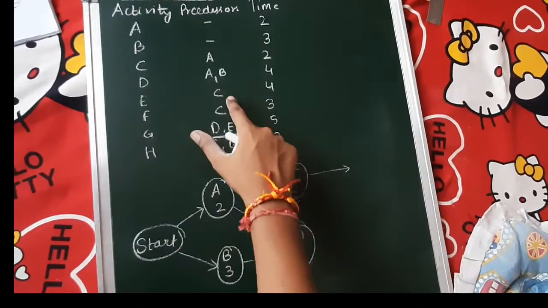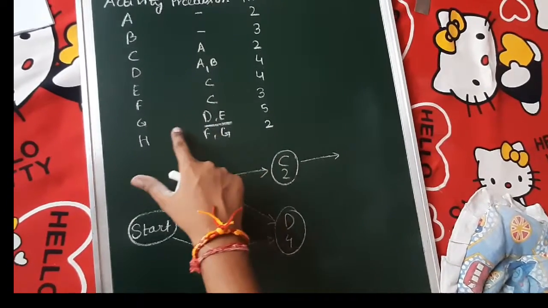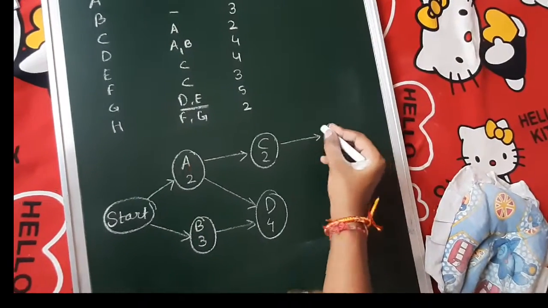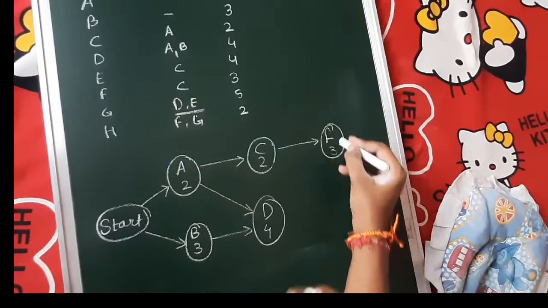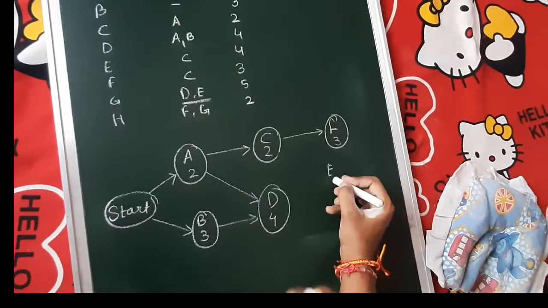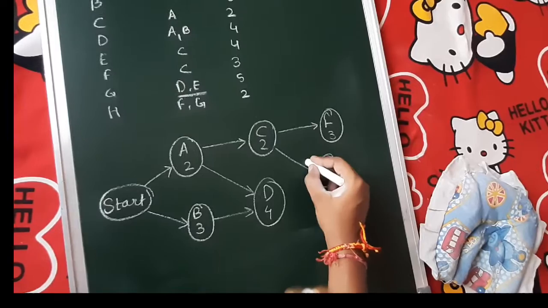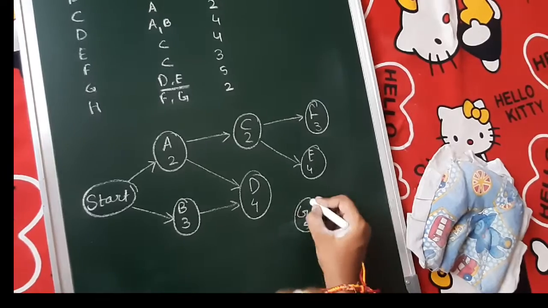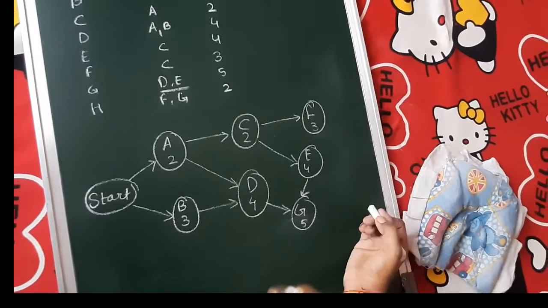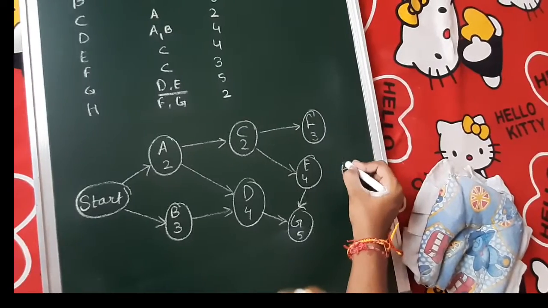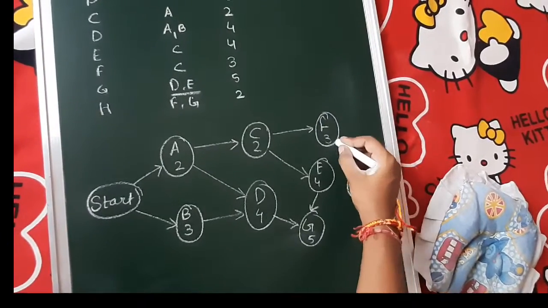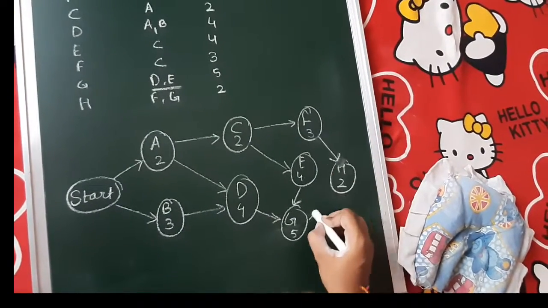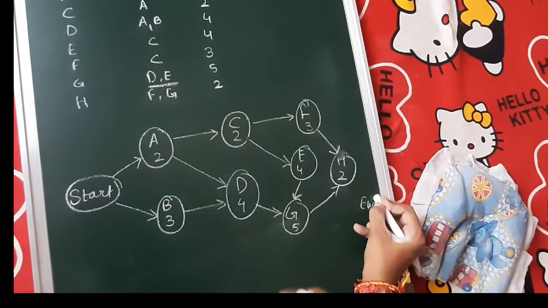As here E and F have same preceders, but for G we need D and E together. So we will write F above and E down. So we can make an activity G here with D and E. Now H, it's from F and G. It's our end.